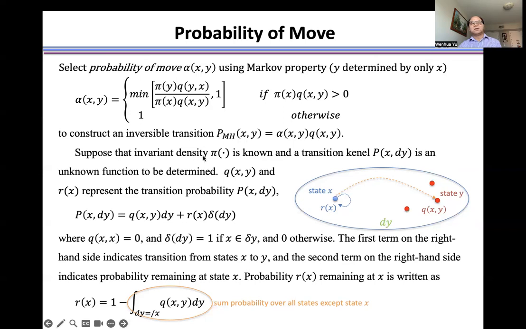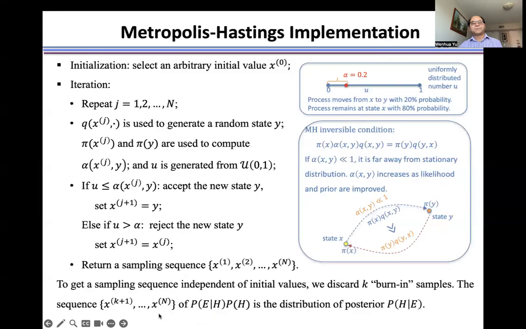Suppose the invariant density pi is known and the transition kernel p is the unknown function to determine. Q and R are used to represent the transition probability P. Here, Qxy is the probability moving from state X to state Y, and R is a process that remains at the current state X. Rx is equal to 1 minus the probability over dy, not including this state X.